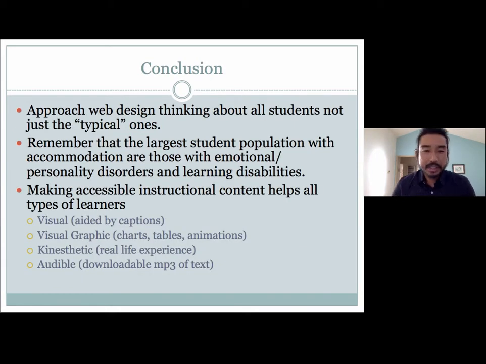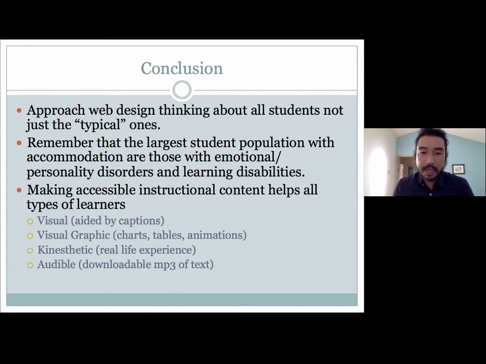All right, we've reached the end of my presentation. Here's some concluding thoughts. I want all of us to approach web design thinking about all students, not just the typical ones. Oftentimes we just think, okay, this is what the typical student looks like, and we're going to design for that one. Really, like I said earlier, there's 11% of college students are disabled. So think about that. We really need to think about design as inclusive design and accessible design as a starting point, not something that we fix later on when we find out we have a student who's deaf in our class and we're adding captions in the last minute. We should really be thinking about them from the beginning.